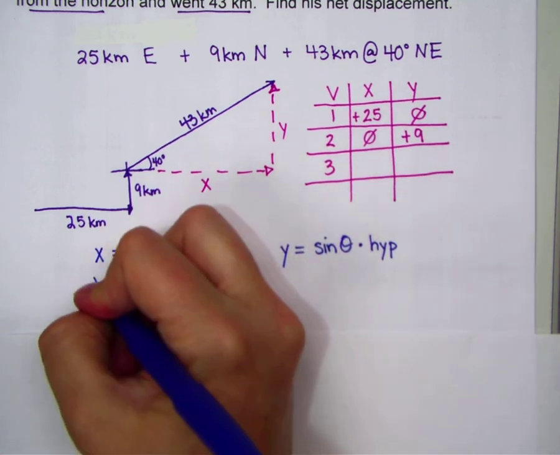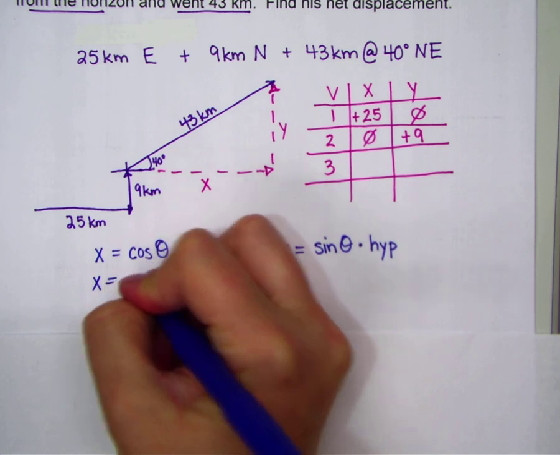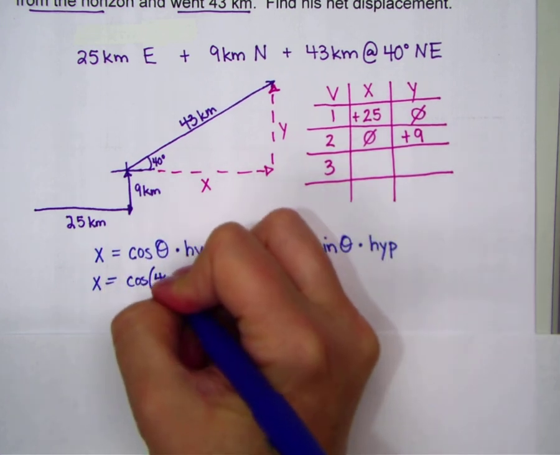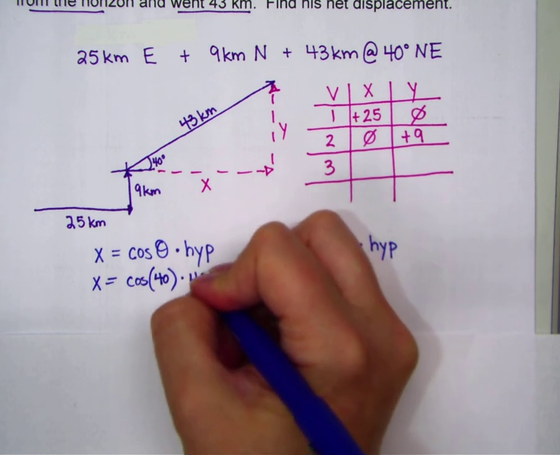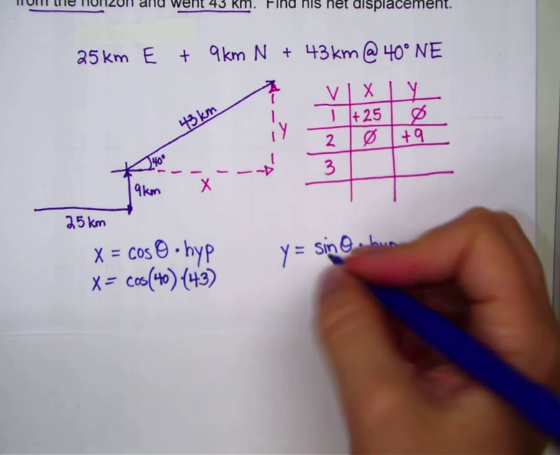All right, so from here, get your handy dandy calculator out, right? Plug in your numbers. Remember, it's cosine of an angle. Make sure you close parentheses in your calculator before multiplying by the hypotenuse.